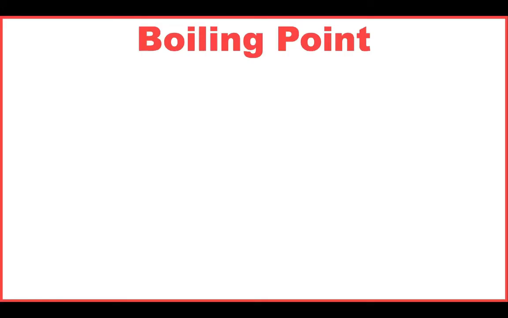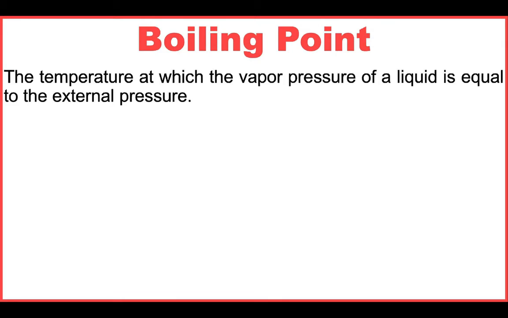Now let's go to the next property, which is the boiling point. We have talked about this a lot of times, but what exactly is a boiling point? The boiling point of a liquid is the temperature at which the liquid converts into a gas. That's the simplest definition of boiling point. However, you have to remember that a liquid only boils when its vapor pressure equals the pressure acting on the surface of the liquid. Therefore, we define boiling point as the temperature at which the vapor pressure of a liquid is equal to the external pressure.